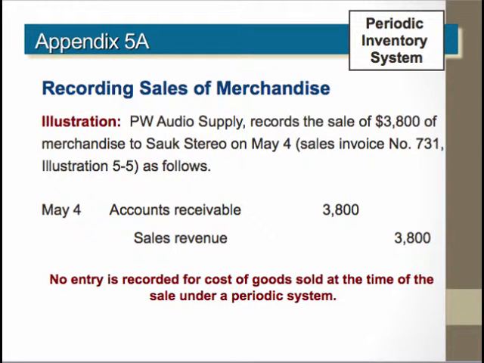Now think about it from the sales perspective. Under the periodic inventory system, the seller would only have to recognize the sale. So we would debit accounts receivable, credit sales revenue. We do not have to recognize cost of goods sold at this time because we'll calculate what the amount will be at the end of the period.